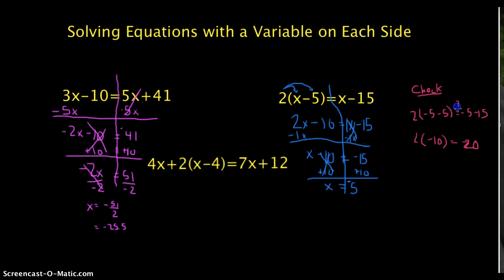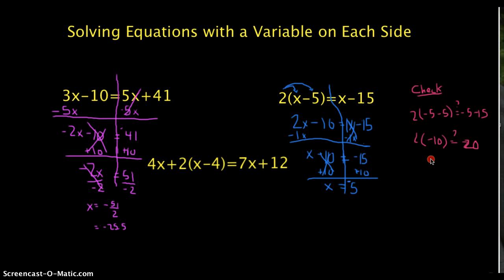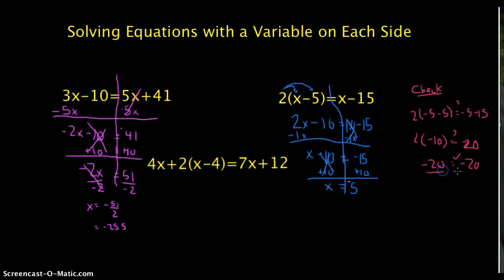I always want to put a question mark because I'm checking to see if this is true. So 2 times negative 10 gives me negative 20, right? And this side is negative 20. So it checks out. I've done it correctly because the left side equals the right side. Okay, so now we've got one more example to do.